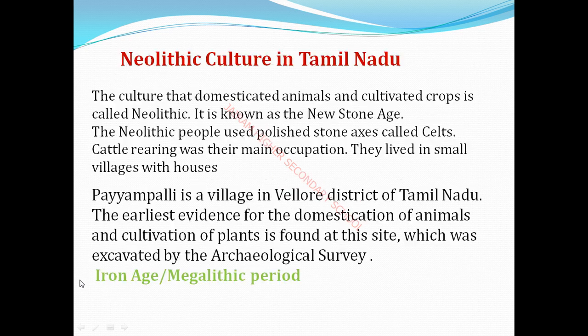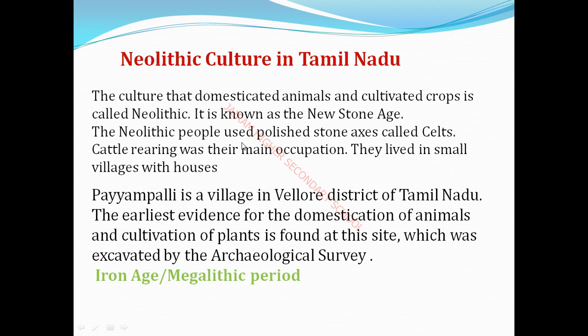Next, we are going to see the Neolithic culture in Tamil Nadu. Before, we saw the Middle Paleolithic culture in Tamil Nadu, but now the Neolithic culture. The culture of domesticated animals and cultivated crops is called Neolithic. In this period, domesticated animals and cultivated crops were used. The Neolithic culture is also called the New Stone Age.